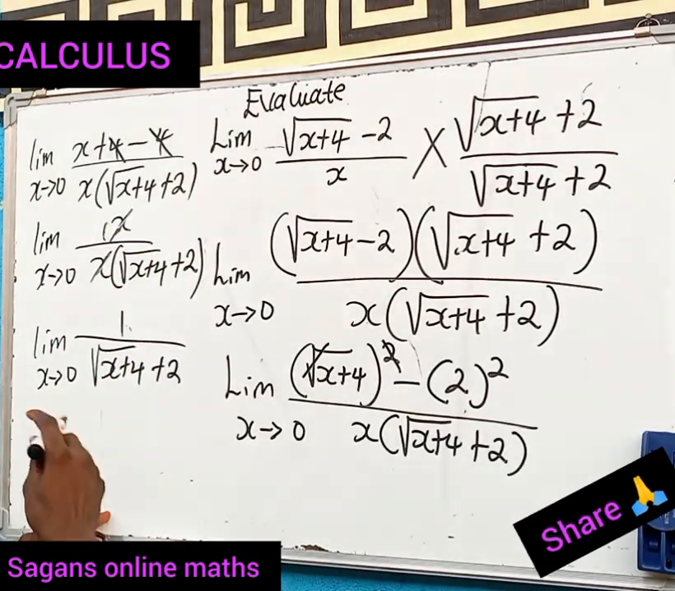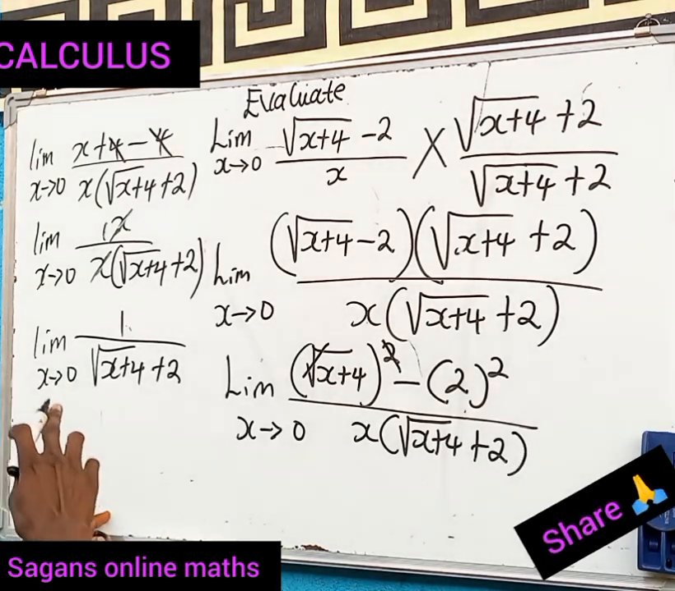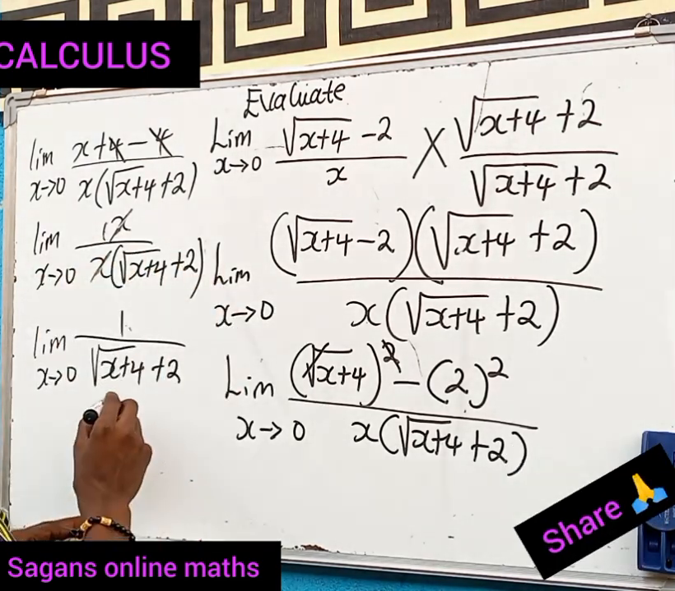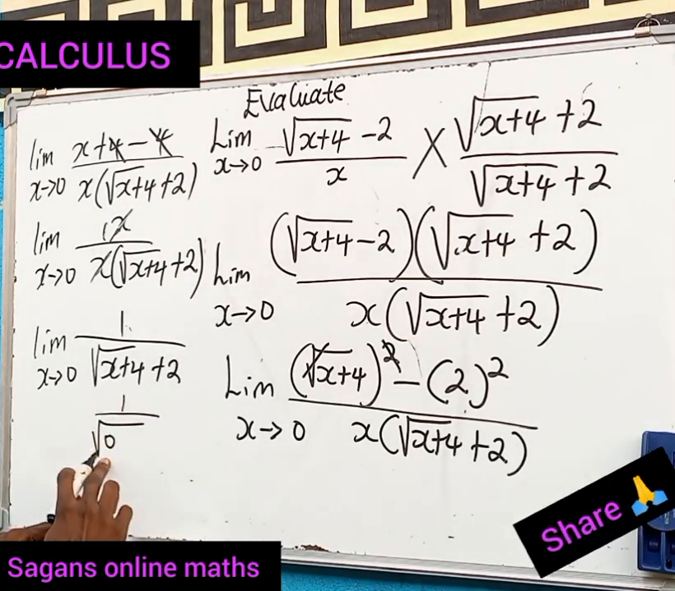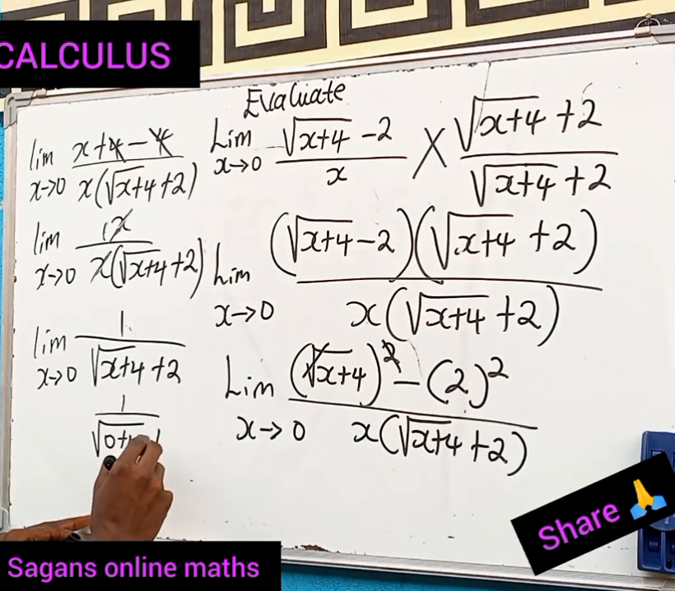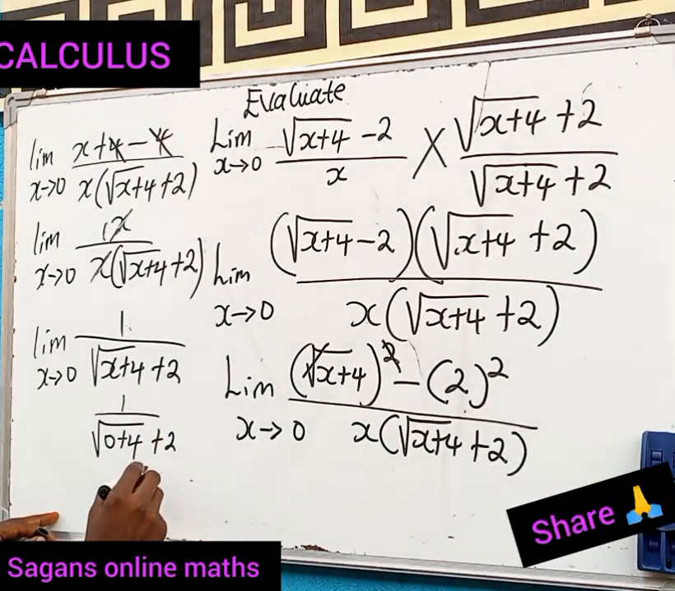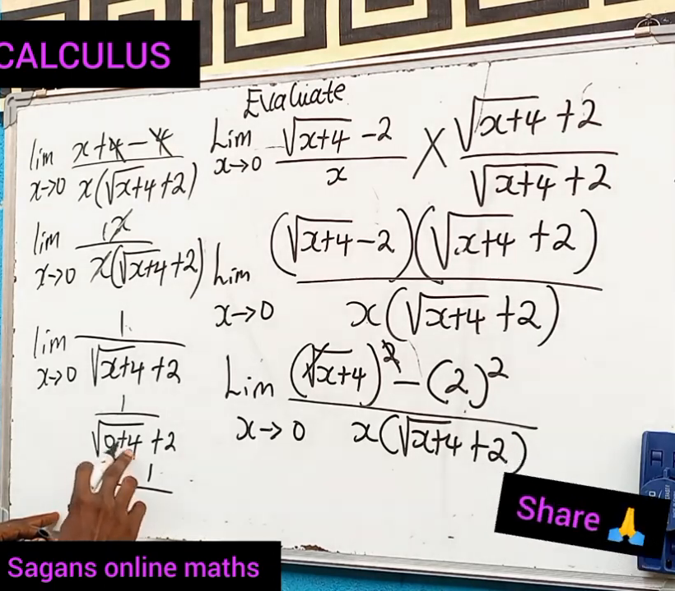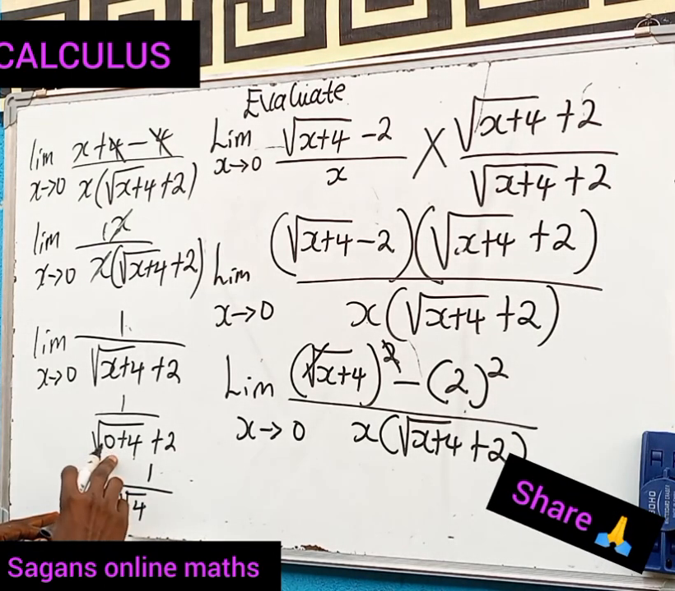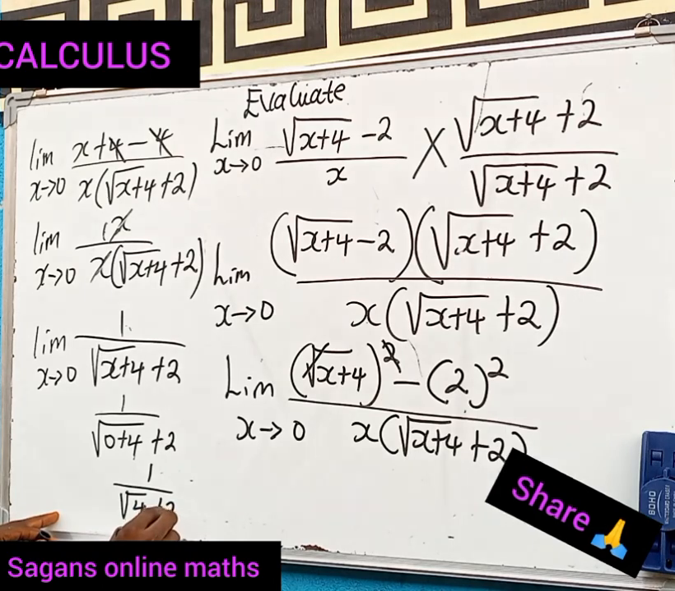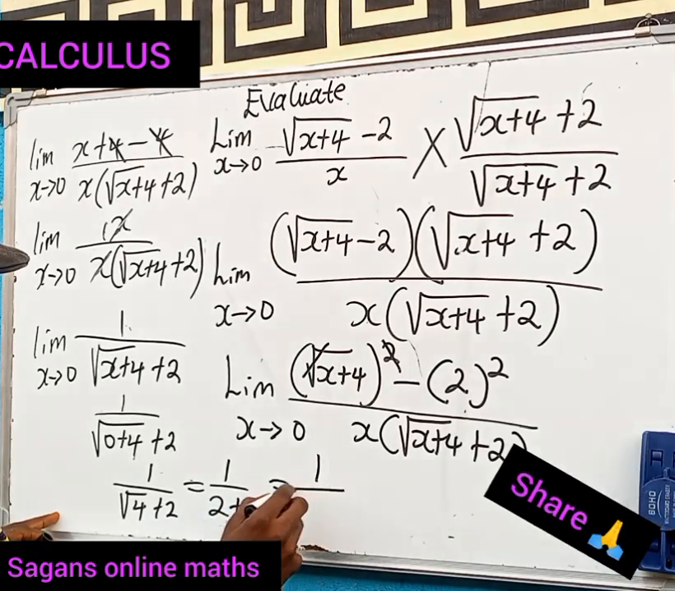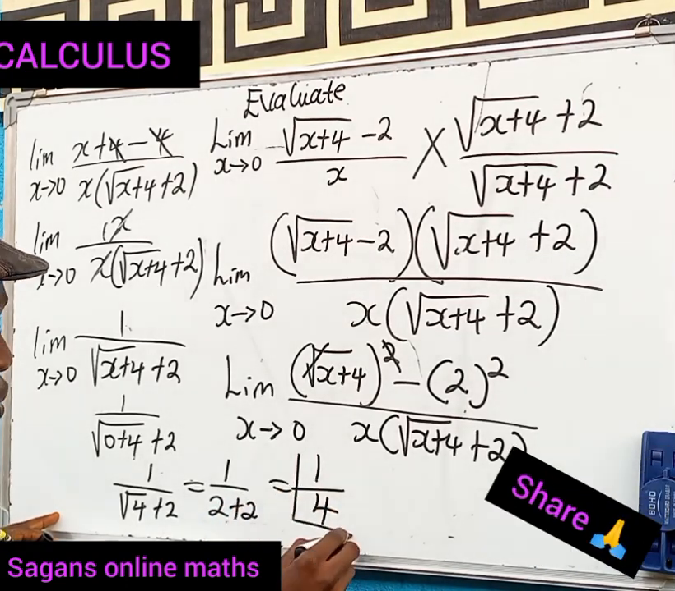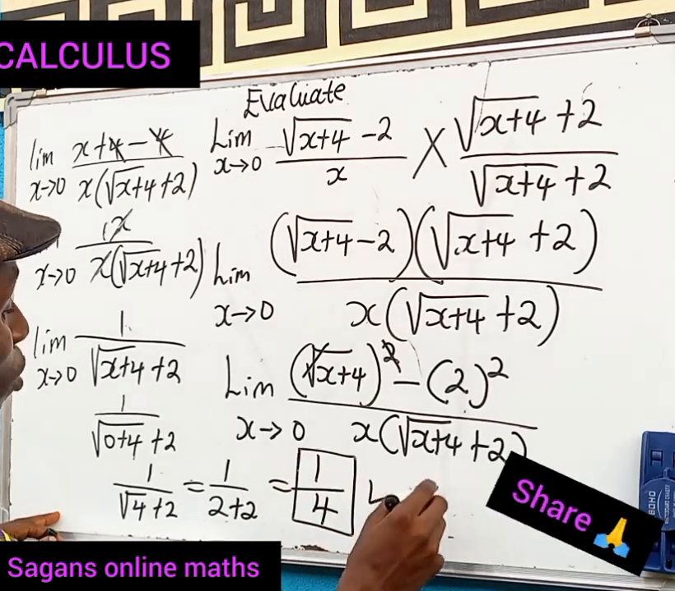You can see. So now let's substitute our value of s when s tends towards 0. Now this is 1 divided by the square root of, wherever I see s, I put 0, plus 4 plus 2. And this will now be 1 divided by the square root of 4, because 0 plus 4 is 4, plus 2. And the square root of 4 is 2, so 1 over 2 plus 2. And this is equal to 1 over 4. And this is just the clear solution to this particular problem.